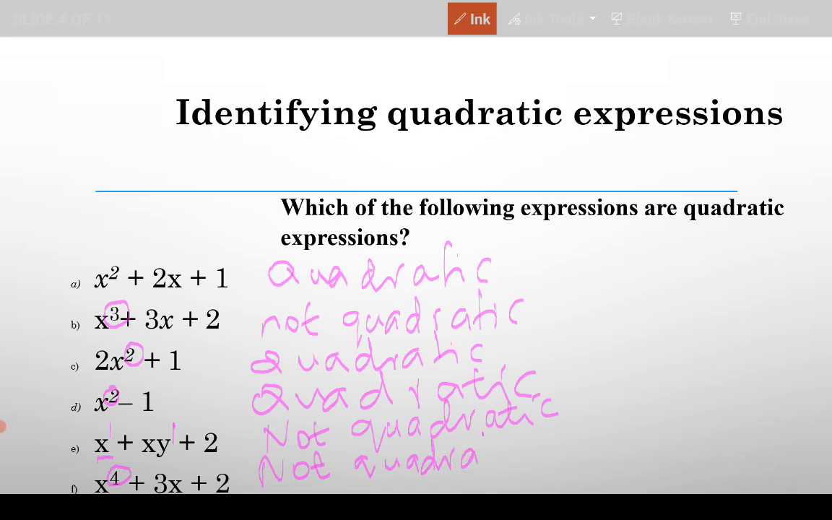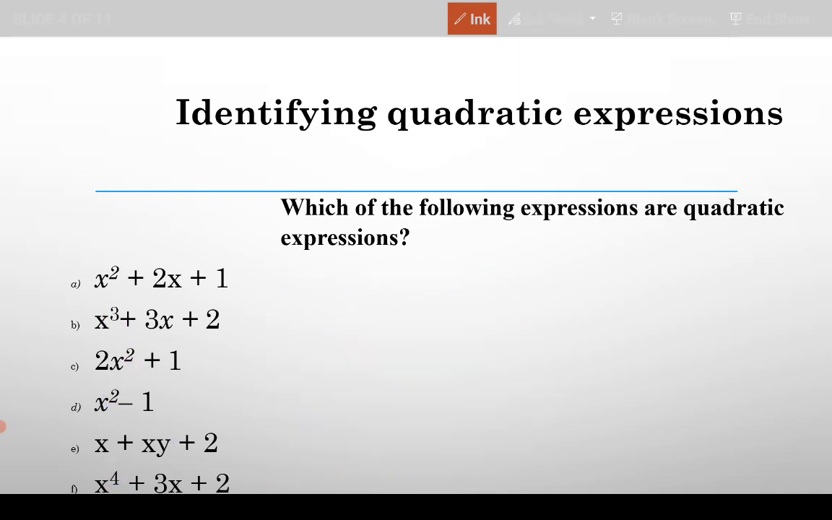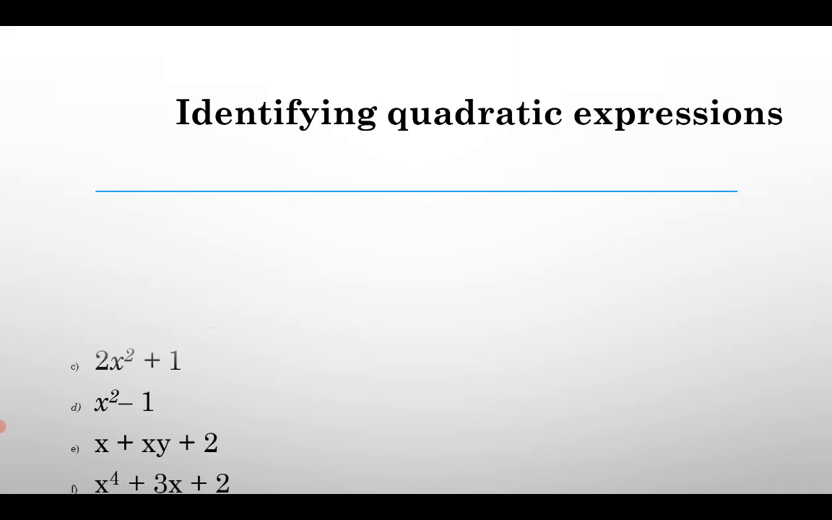An expression in which the highest power is 4 is called a quartic expression. In a quadratic expression, the highest power is supposed to be 2. So that's it. We've defined the quadratic expression, and we have identified which of these are or are not quadratic expressions. That's beautiful.